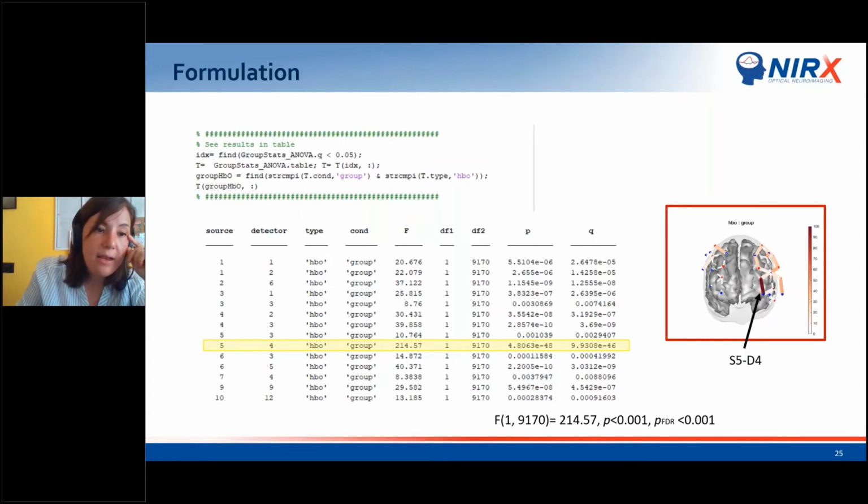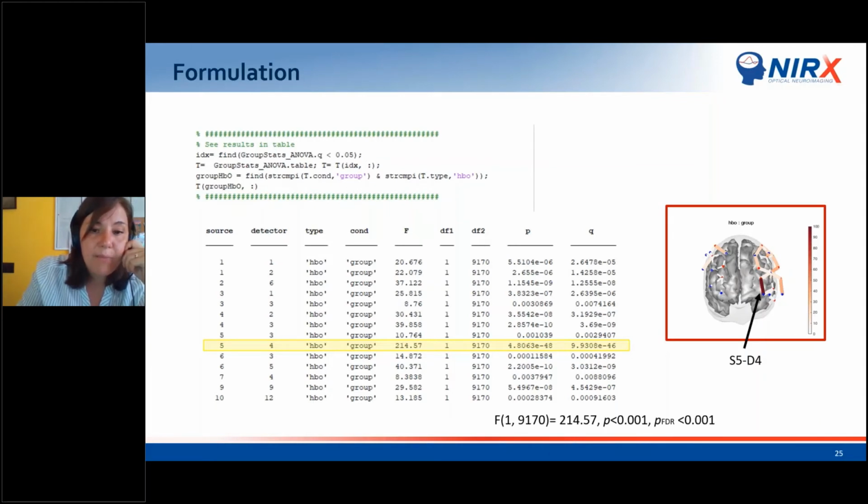And then I look at the table, and I see that all these channels show a significant effect of group with oxyhemoglobin, both corrected and also uncorrected, because you can see here from these columns that they are very similar.